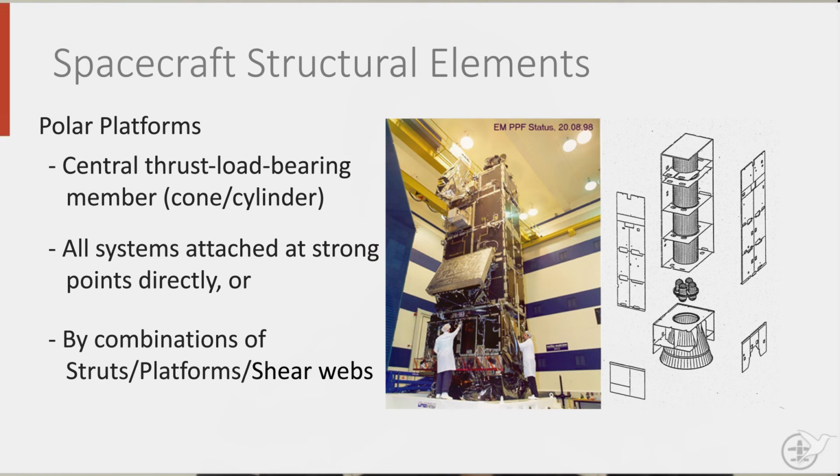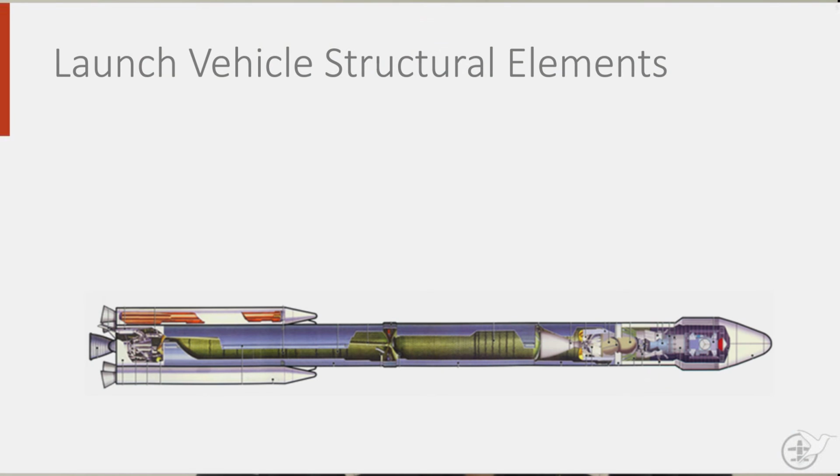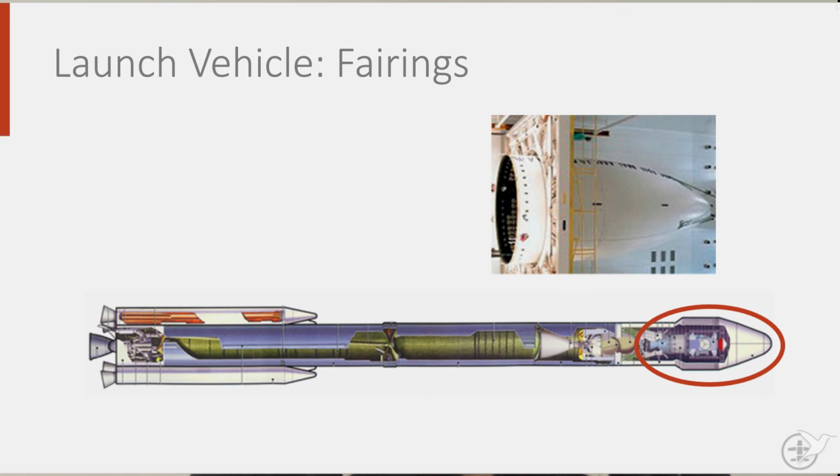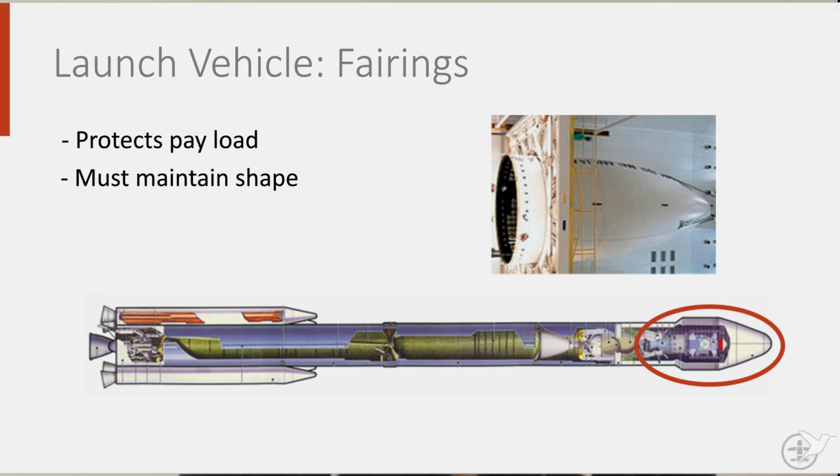can see here. If we take a good look at a launch vehicle such as this one here, we can distinguish four main structural elements: the fairings, the stage structure, the thrust structure and the adapters. Let me discuss each element one by one, starting with the fairings. Fairings have as their main function to protect the payload during the launch from the aggressive environment around it. They must maintain their shape and are therefore often designed as shallow, stiffened structures.